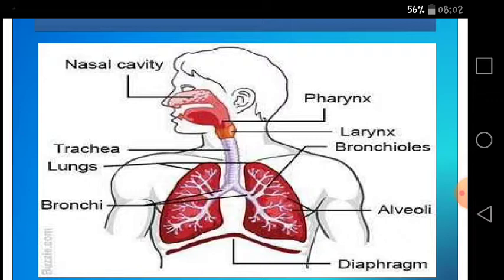Dear students, the airways leading to the lungs form a highly branched structure called the bronchial tree. Air enters the mouth or nose and passes down the windpipe or trachea. This divides into two tubes called the bronchi, one bronchus leading to each lung. The bronchi divide into smaller tubes called bronchioles, leading to the air sacs known as alveoli.